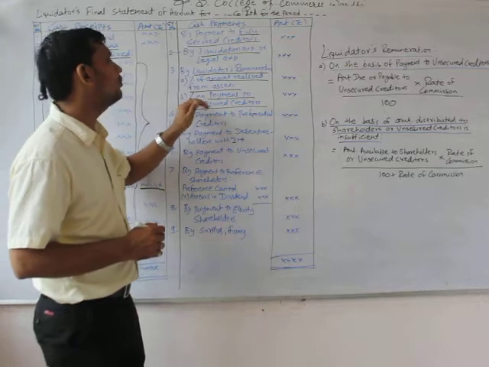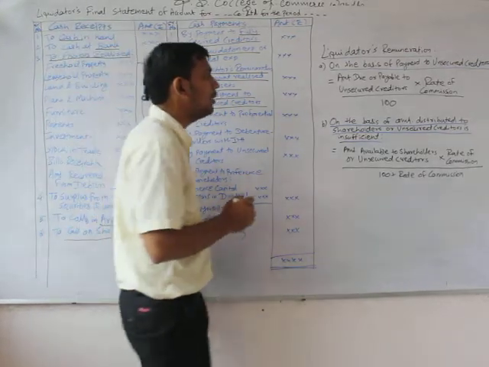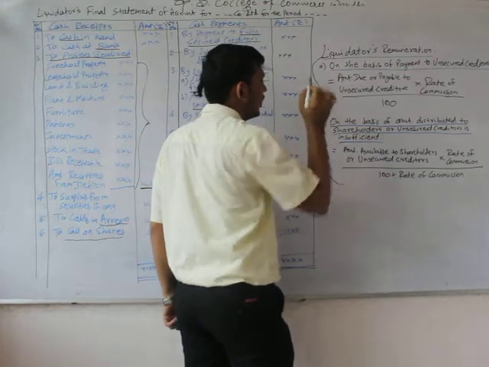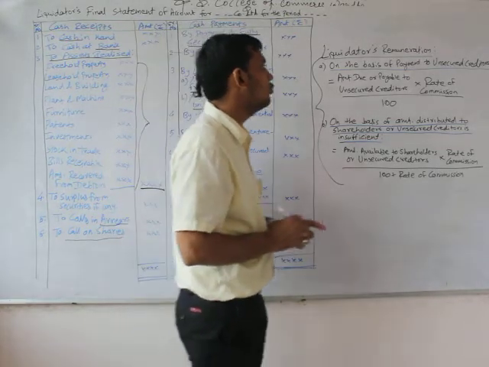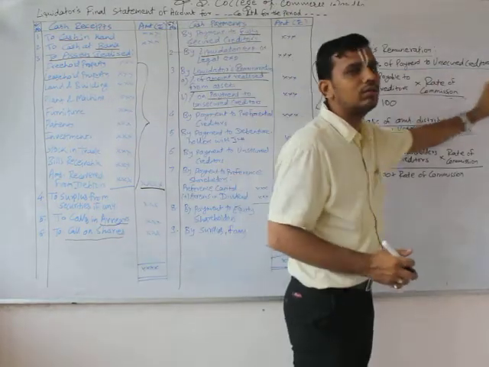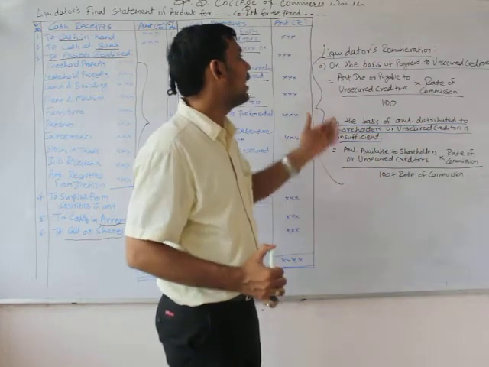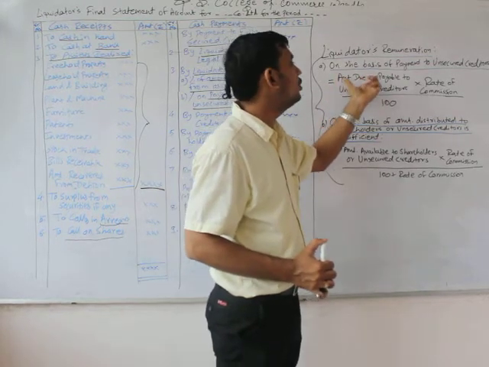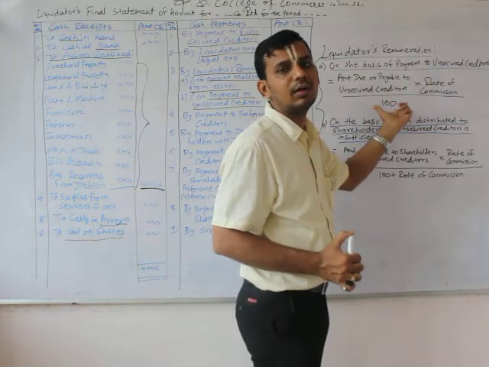But the question comes with a percentage on payment to unsecured creditors. For that purpose, we need to follow either of these formulas according to the condition prevailing in the particular problem. So first would be on the basis of payment to unsecured creditors. If creditors are being fully discharged, at that point of time, the formula applicable would be amount due or payable to unsecured creditors times rate of commission divided by 100.